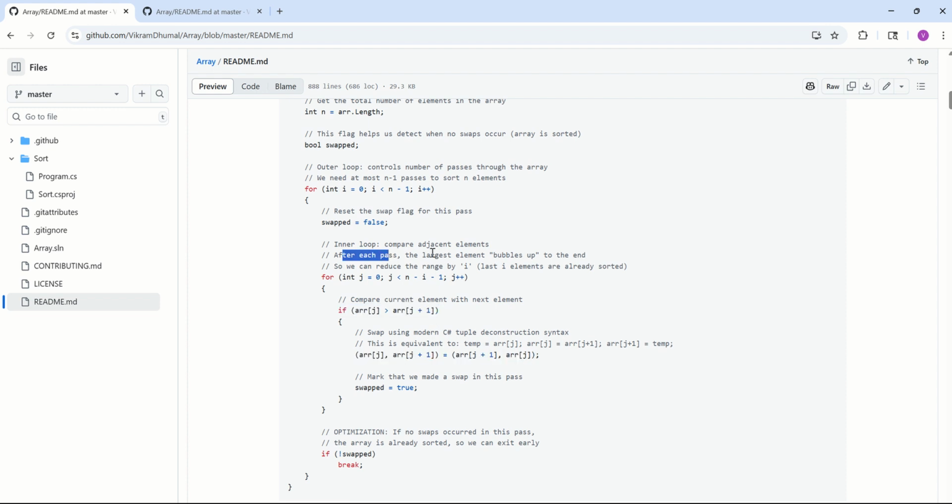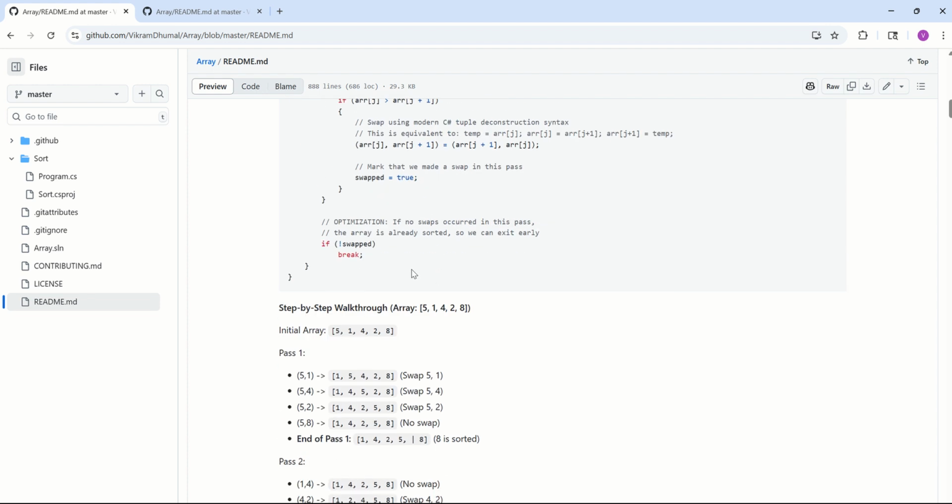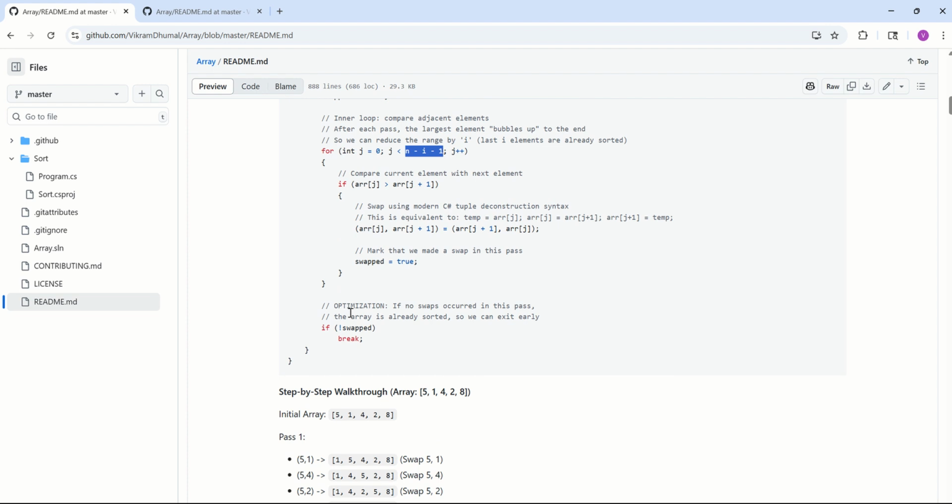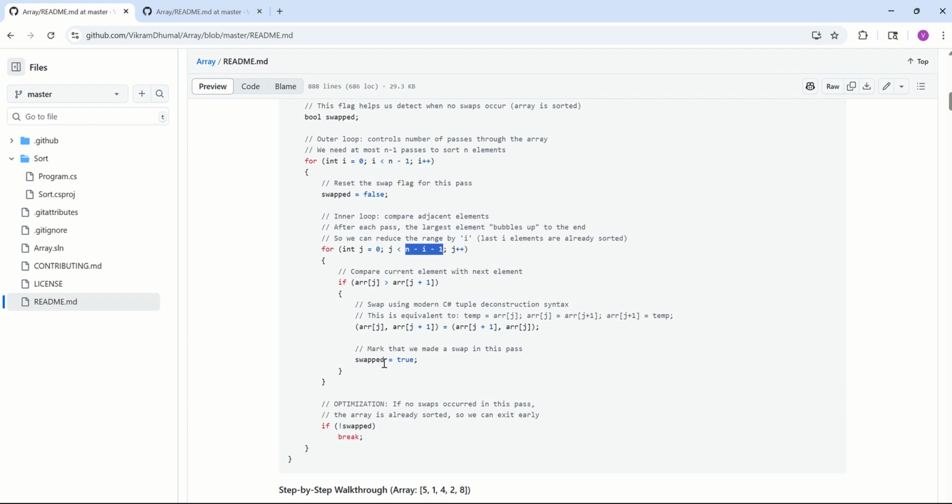After each pass, the largest element bubbles up to the end, so we can reduce the range by i. Why? Because the last i elements are already sorted. That is the reason the inner loop goes from 0 to n minus i minus 1. We have also done an optimization here: if no swaps are done in the inner loop, then we can break early from the outer loop because the array is already sorted.